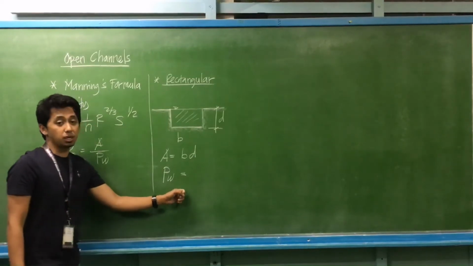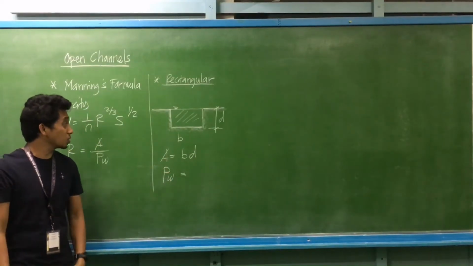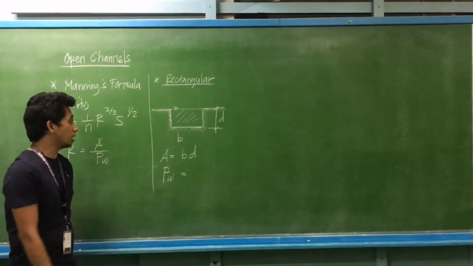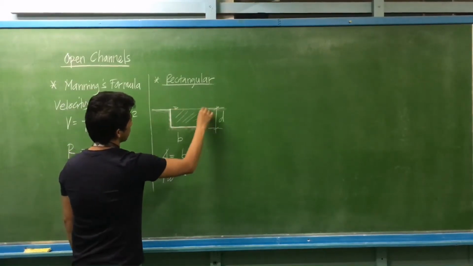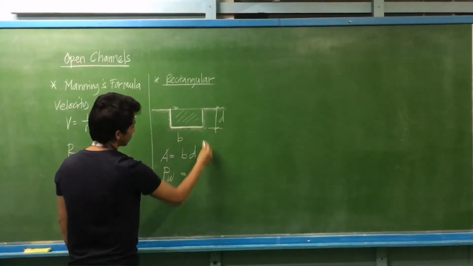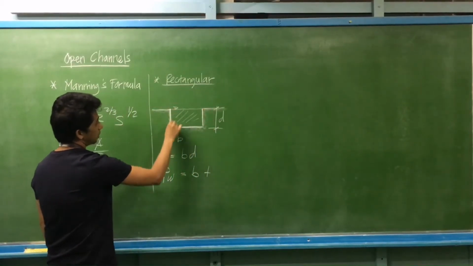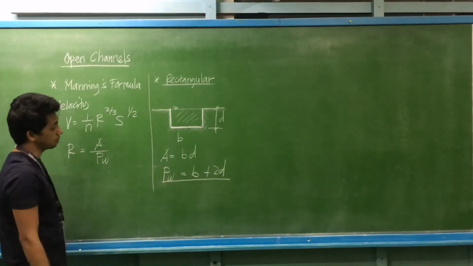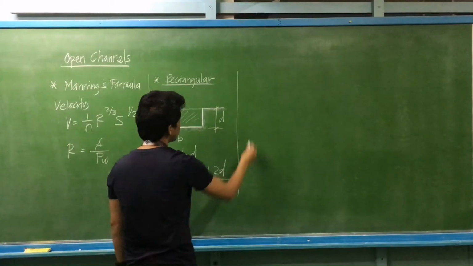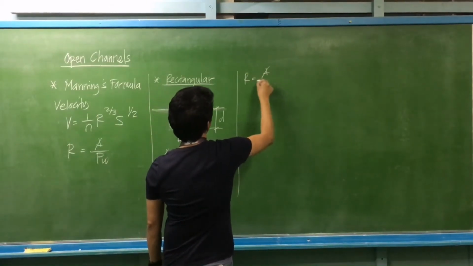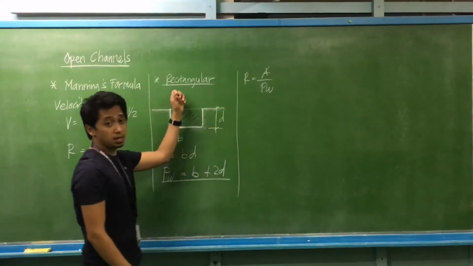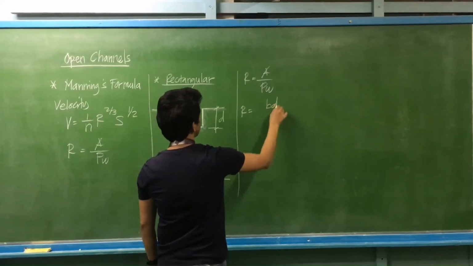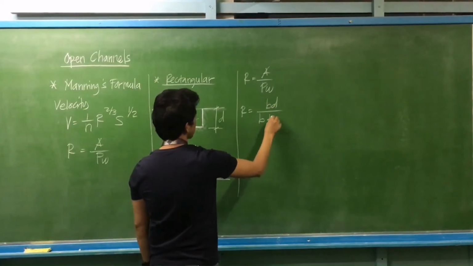The wetted perimeter is the line of contact between the water and the channel. We are just considering the base, plus the depth on the left and right sides, which is twice the depth. This is the wetted perimeter. The hydraulic radius is equal to area over wetted perimeter, so for a rectangular section it is B times D divided by B plus 2D.